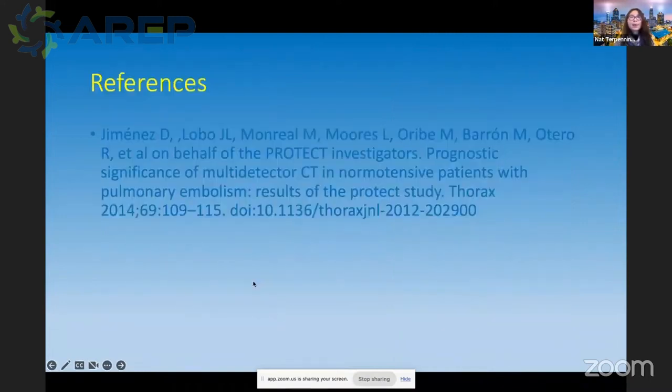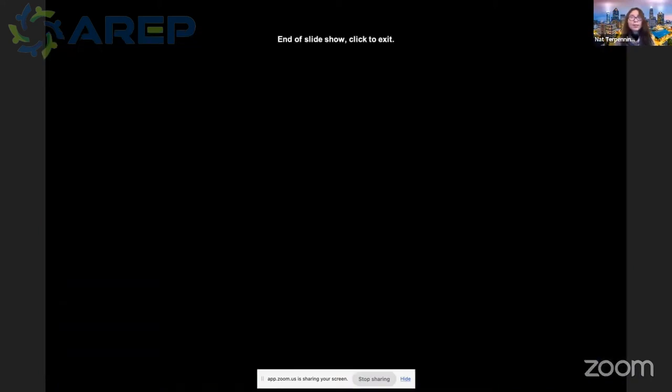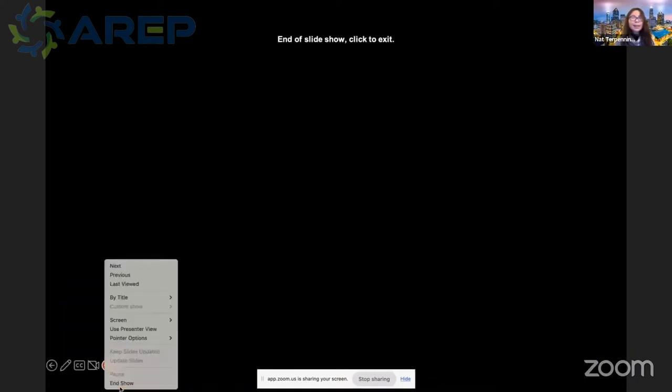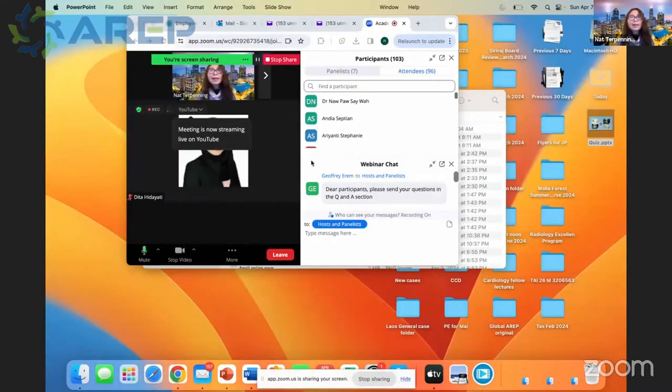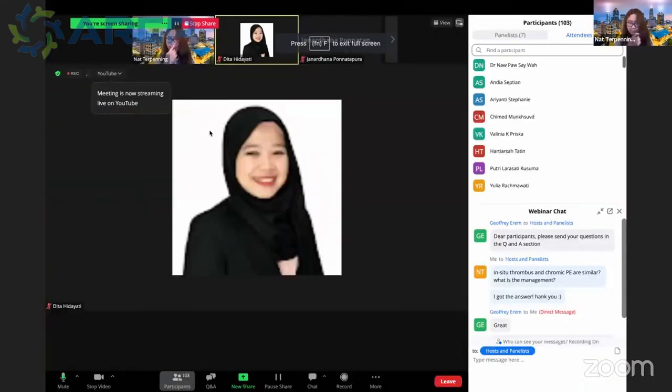And this is from this paper. The PROTECT trial is from a long time ago, 2014. But this paper concluded about the right heart strain, and they measured the right heart to left heart ratio on straight axial. But I did it on the short axis of the heart because I want to emphasize the septal bowing toward the left ventricle. So that is my quiz question.